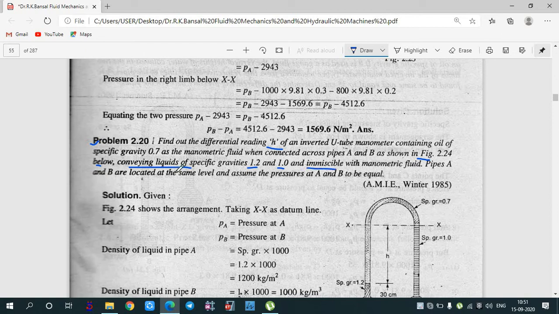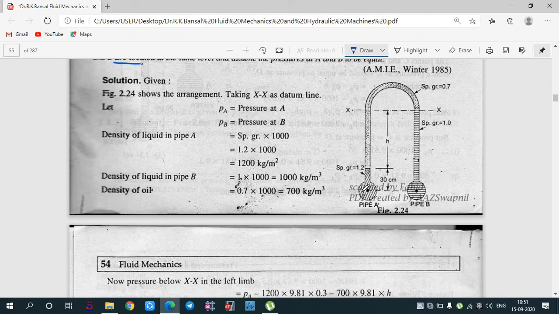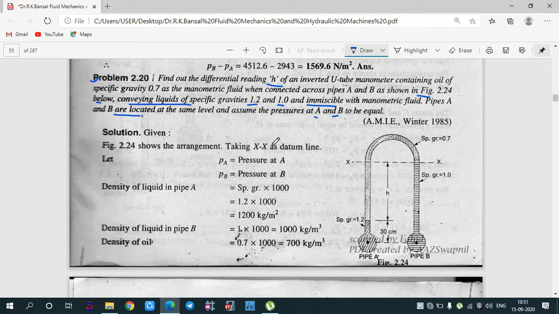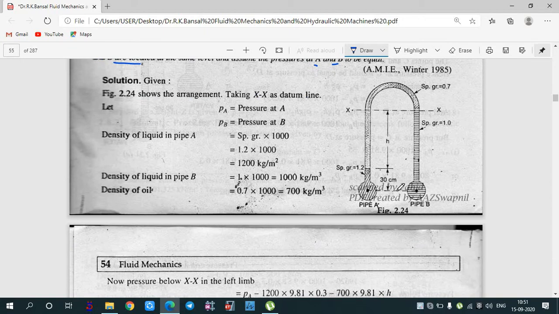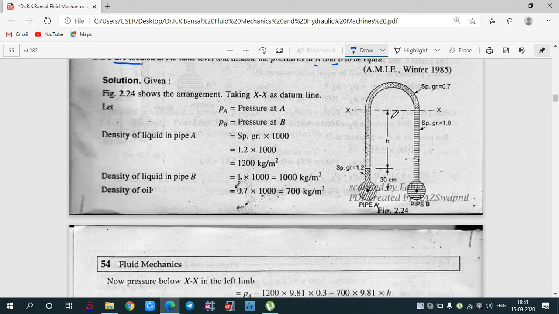Pipes A and B are located at the same level. They are located at the same level as you can see in the diagram. The center of pipe A and the center of pipe B are at the same level. Assume the pressure at A and B are equal. And over here you can see that the height is also given from the center of A to this point. The height is 30 centimeter. So we need to find out the value of H.